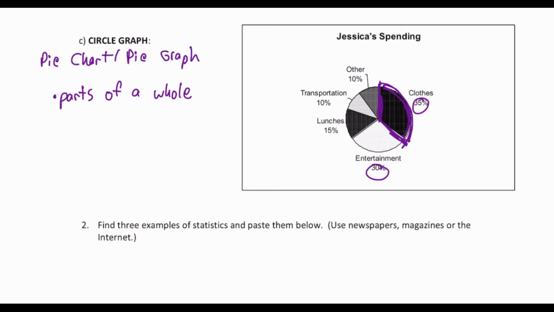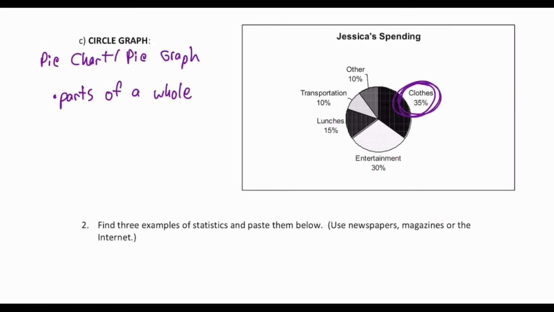30% of her money is spent on entertainment. So we see this slice is a little bit smaller, but it's going from here to here. That's 30% of the way around the circle. And then lunches, 15%. Transportation, 10%. And other, 10%. And so the size of the slice is proportional to what percent of the money is being spent in those categories.